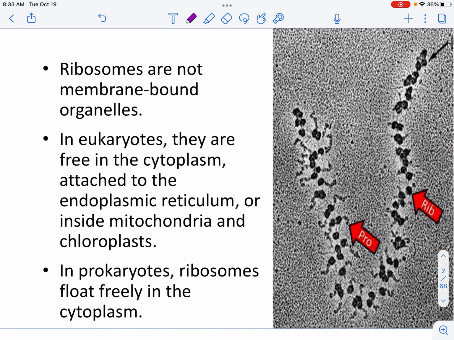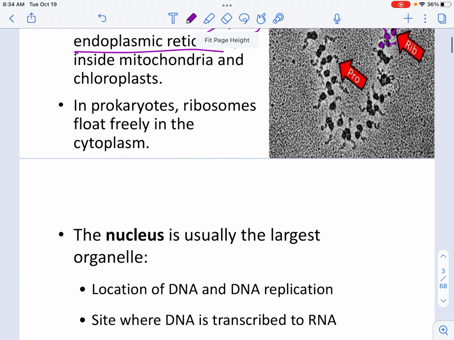So this is a transmission electron microscope image of ribosomes. You can see the ribosomes are in the middle right here, and they're making proteins. So they're not membrane-bound organelles. In eukaryotes, they're free in the cytoplasm, but they're also attached to the endoplasmic reticulum. And that is called the rough endoplasmic reticulum because it looks like it's studded with beads underneath a microscope. Of course, in prokaryotes, they float freely.